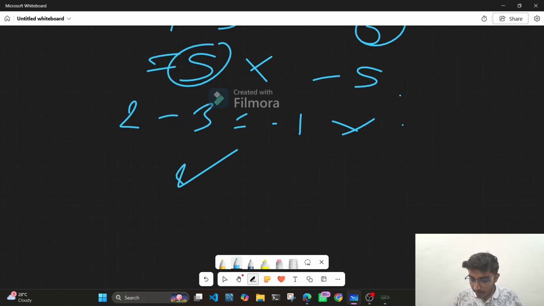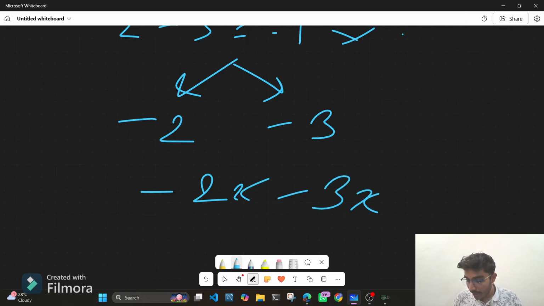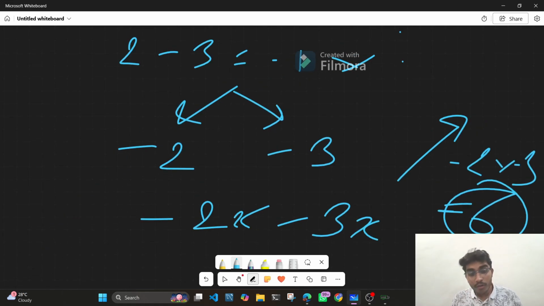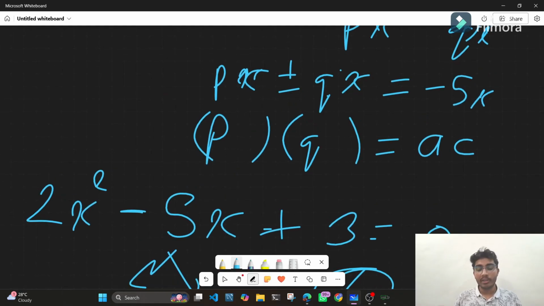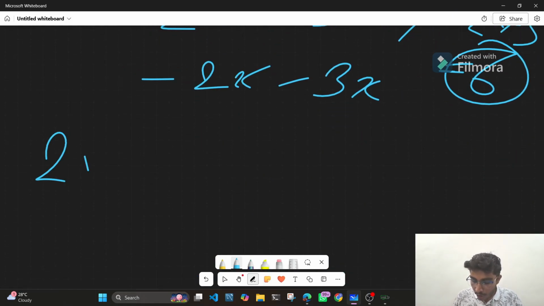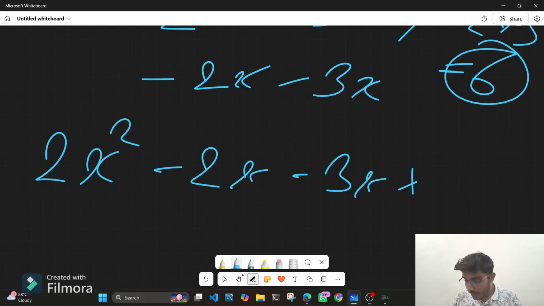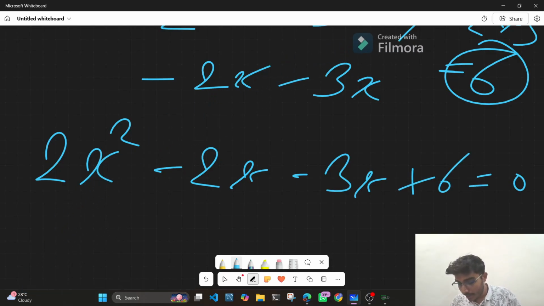One thing that can be done is to split the middle term into minus 2 and minus 3. So if we write it as minus 2x and minus 3x, and also multiply the same, minus 2 into minus 3 is equal to 6. So both the conditions are satisfied, and therefore we can split the middle term as minus 2x and minus 3x. So we are going to write it as 2x square minus 2x minus 3x plus 6 equal to 0. I hope this is clear.